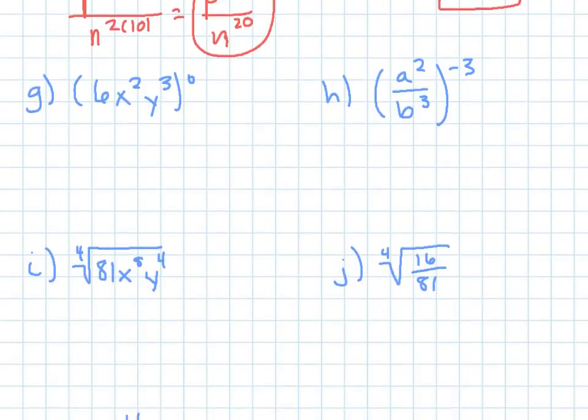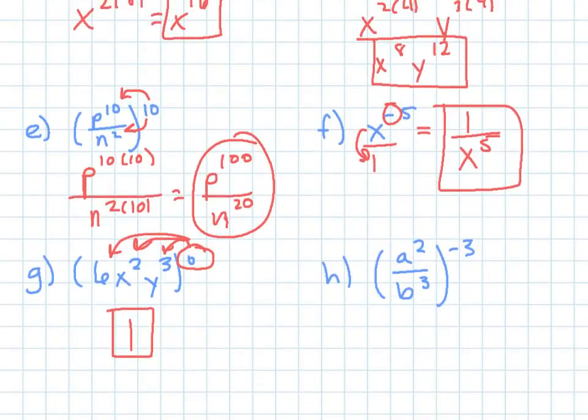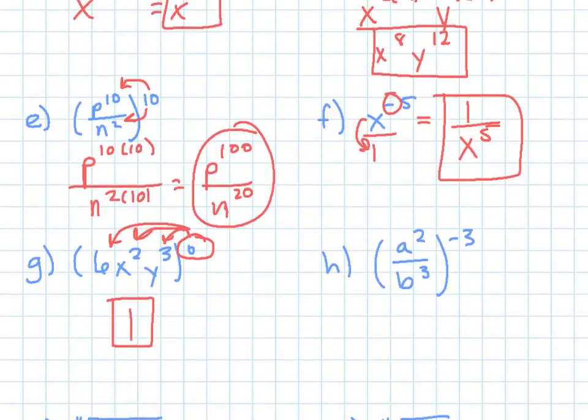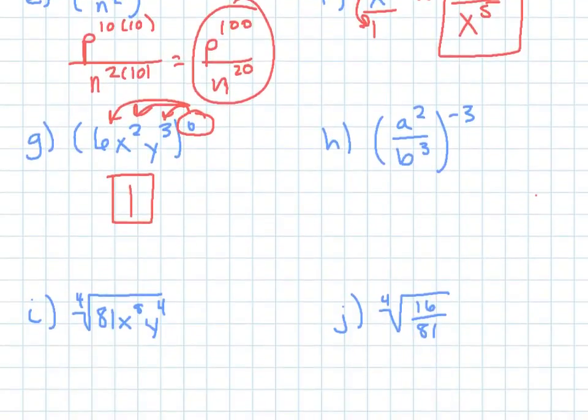Okay. G has 6x squared y cubed all to the 0 power. Notice that they're all to the 0 power. So that means that they're all going to be multiplied to the 0 power, which makes them 6 to the 0, and x to the 0, y to the 0, so that gives you an answer of 1, since they're all to that. Same thing for h. That's just like if we were doing it for e, for the p to the 10th and n to the 2nd.